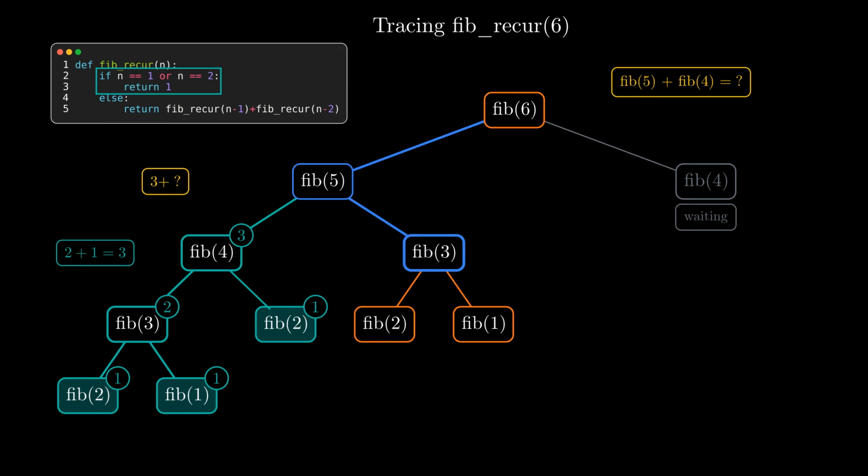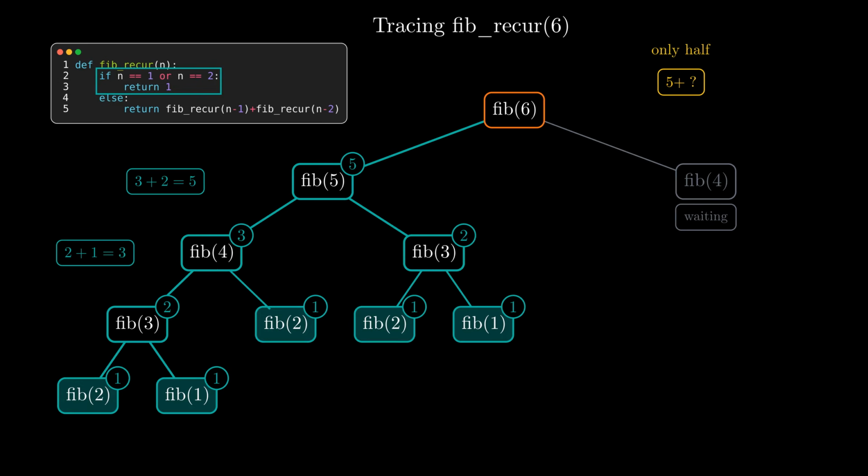So a brand new Fibonacci of 3 fires off its own pair of calls, Fibonacci of 2 and Fibonacci of 1, both base cases, both returning 1 immediately, and it comes out to 2 again. Fibonacci of 5 now knows both halves. 3 plus 2 is 5, and now Fibonacci of 6 has half of what it needs, but only half.